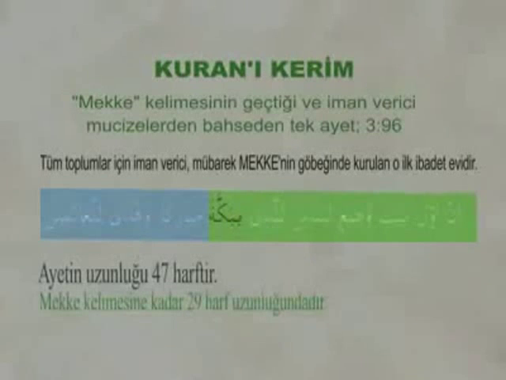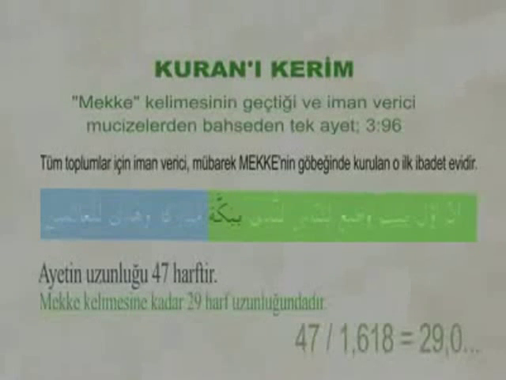Calculating the golden mean of letter total, we find out that the word of Mecca is expressed by 47 divided by 1.618 equals 29. There are 29 letters from the beginning of the verse till the word Mecca. Just like it is in a world map. If only one single word or letter was missing, this ratio could never be constituted.